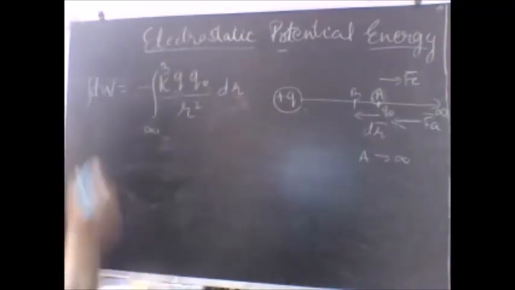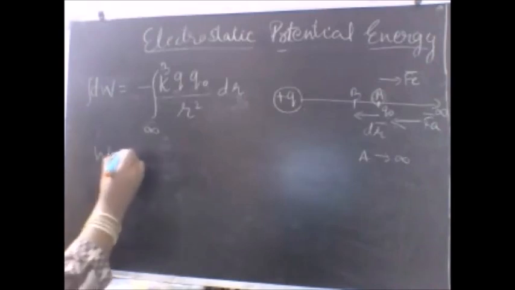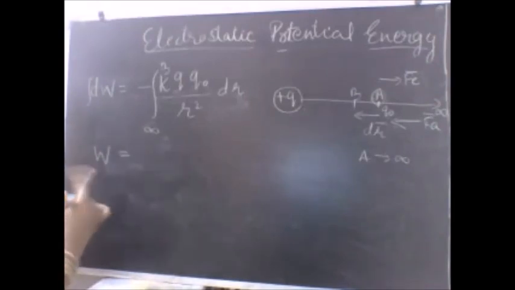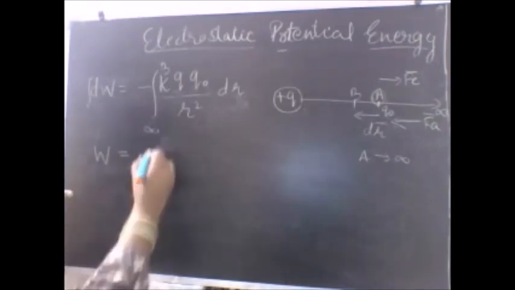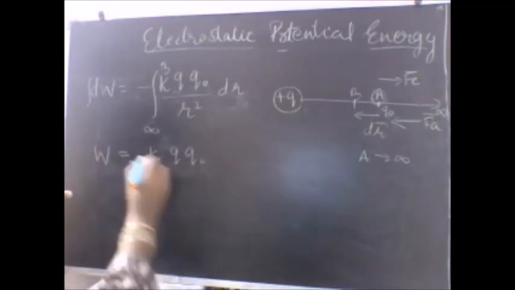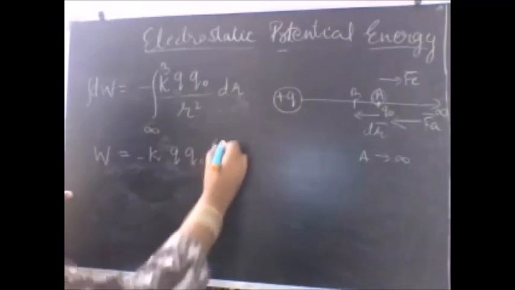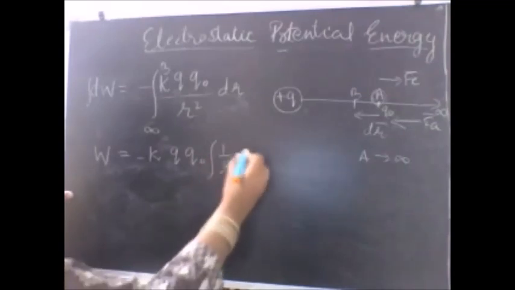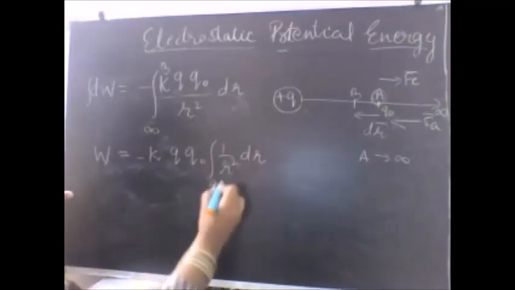So when we solve it, I'll get here work done, which is the work that we are doing, and K is constant. Let us take it outside. Q naught both are constant. Minus sign of course is there, and this will be 1 by r square, and dr, from infinity to r.